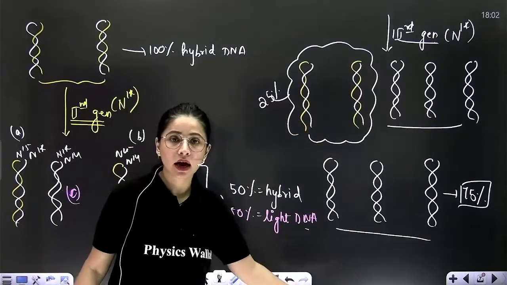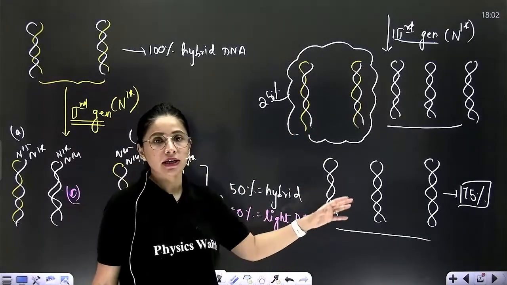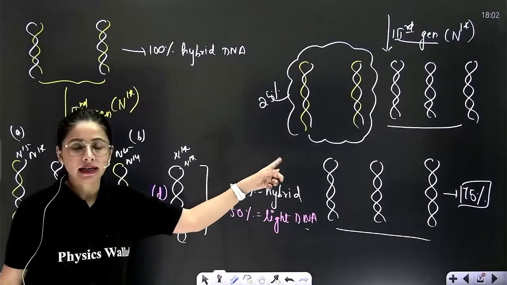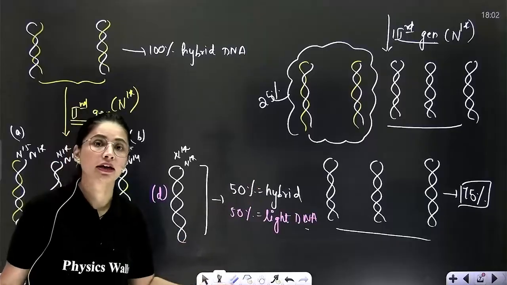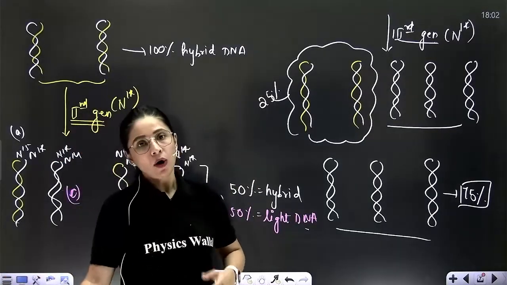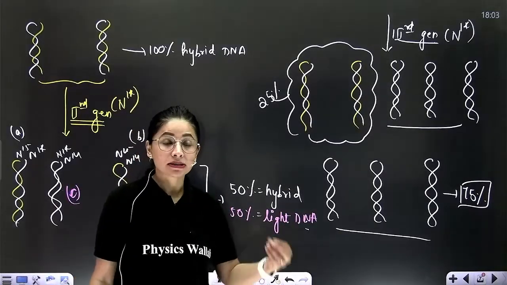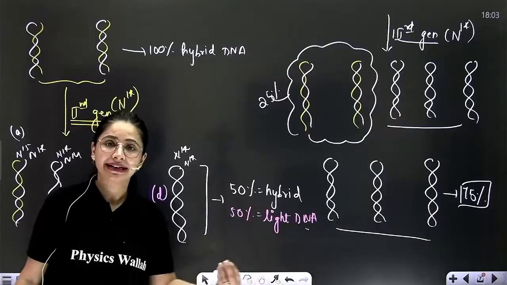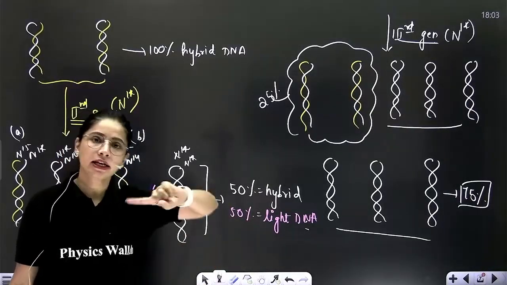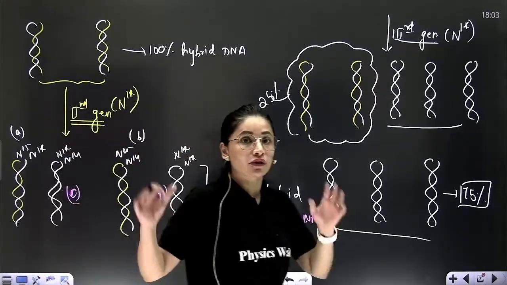So every round, because you're not changing the medium, you're keeping it light. So you see in 3 generations only, the amount of heavy DNA has reduced to such an extent. Now if you keep on continuing the replication for more generations, automatically the percentage of heavy DNA will become very, very less, and almost the whole E. coli DNA nature will change from heavy to light. Understanding? So why is this so?